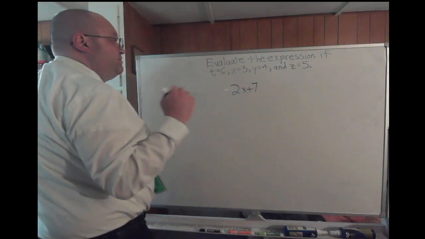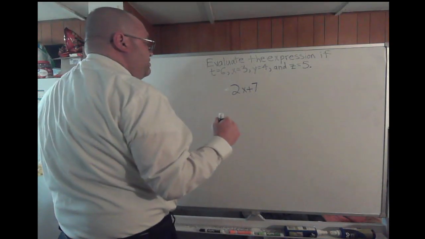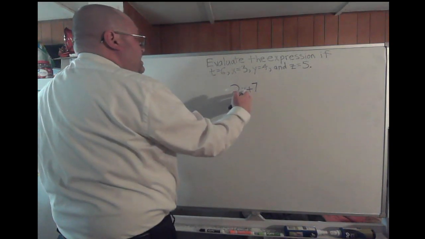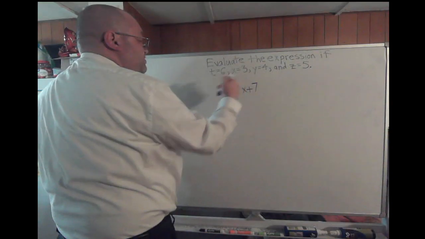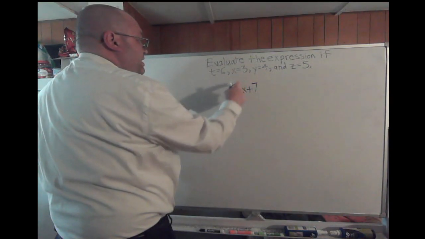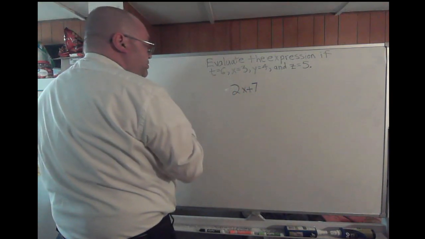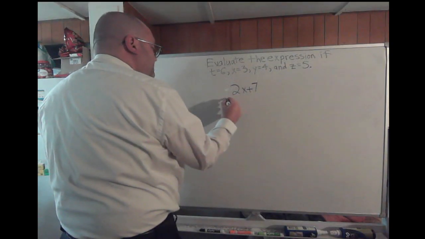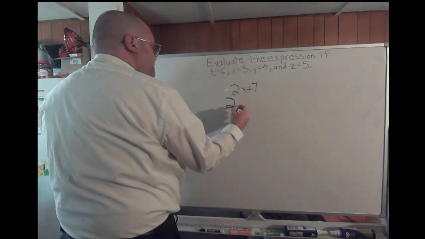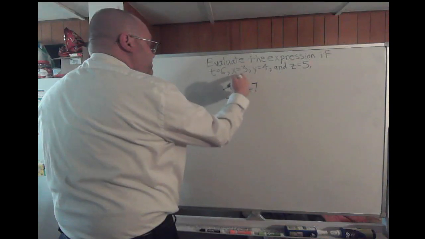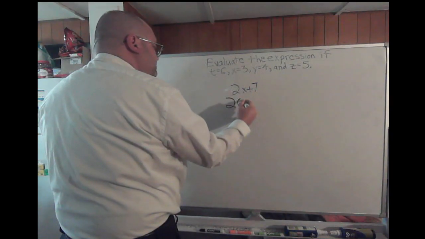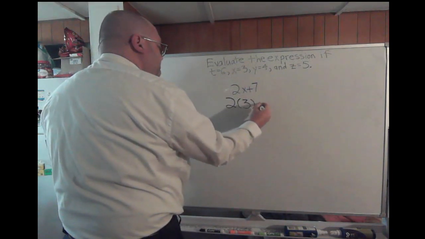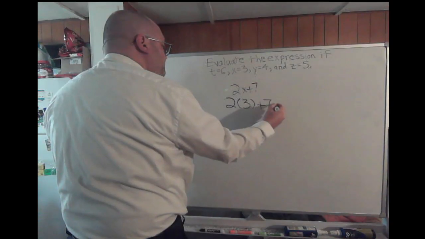Whenever you're told to evaluate the expression and you have variables and you have the value of the variables, all you got to do is put that value of the variable in for where you see that variable, and then you'll come up with a nice equation. So I put in 3 for x because x equals 3. I'll get 2 times 3 plus 7.